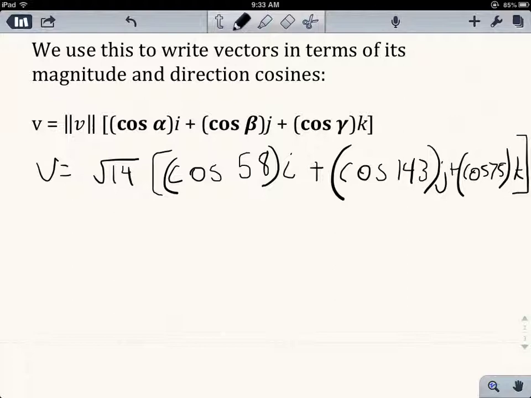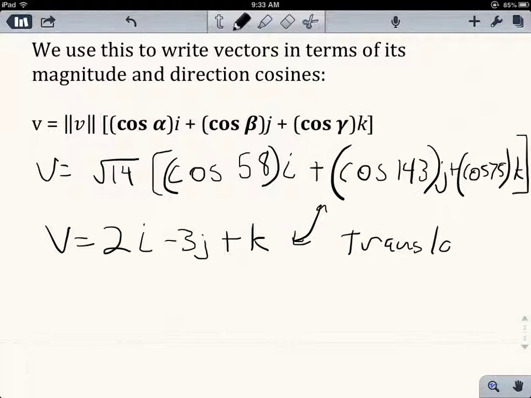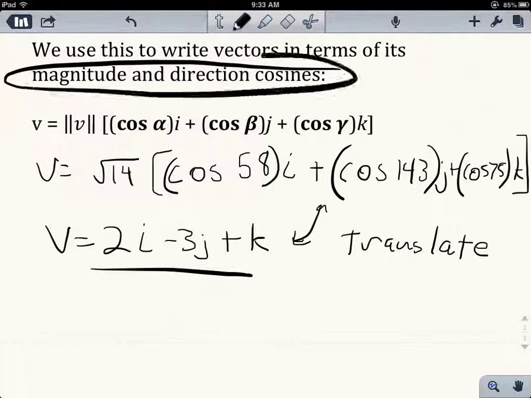Alright, and that would be the same vector that we had before, 2i minus 3j plus k. So these two are identical. All I did was translate from standard form to magnitude and direction with cosines.